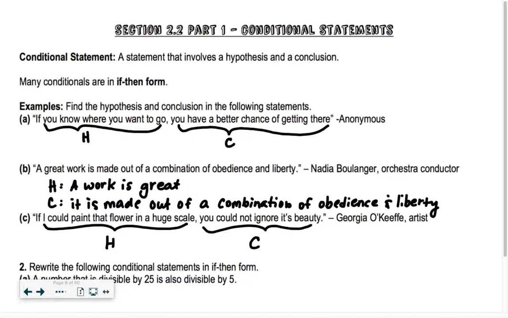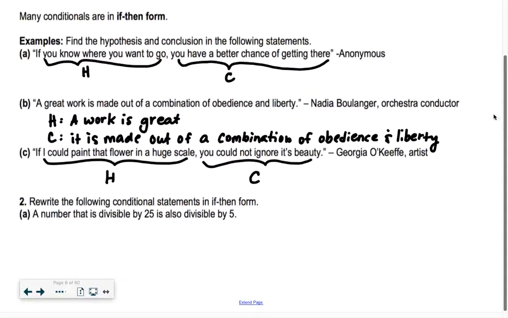Okay. Sometimes things aren't always in that direction, though. It doesn't always say, if this is true, then that is true. Sometimes it has the if at the end of the statement. So we're going to rewrite some of these in if-then form. A number that is divisible by 25 is also divisible by 5.